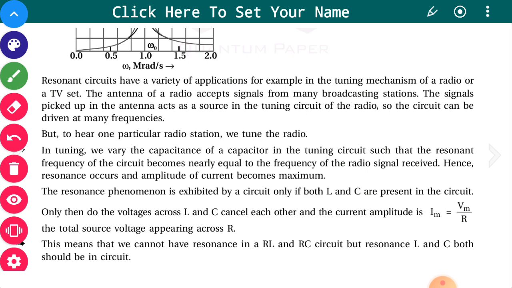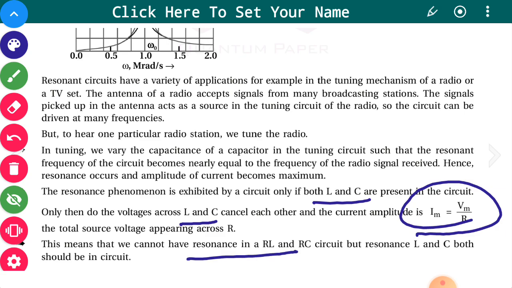Now the resonance phenomenon is exhibited by a circuit only if L and C are present. There must be a presence of L and C. Without L or without C, or if any one of them is absent, you will not have resonance. Only then do the voltages across L and C cancel out each other's effect and the current Im is equal to Vm upon R is obtained. This means that we cannot have resonance with only R and L or R and C circuits. There must be L and C both present with the resistor.